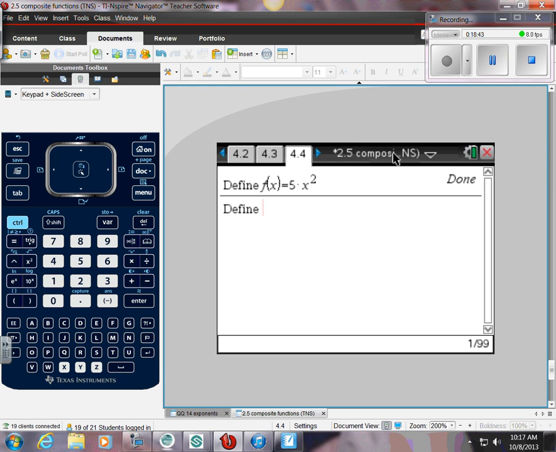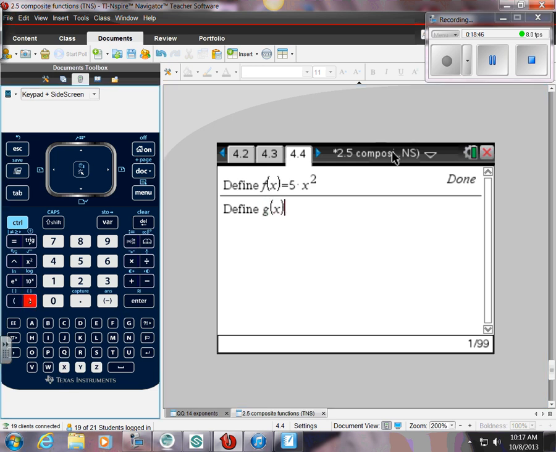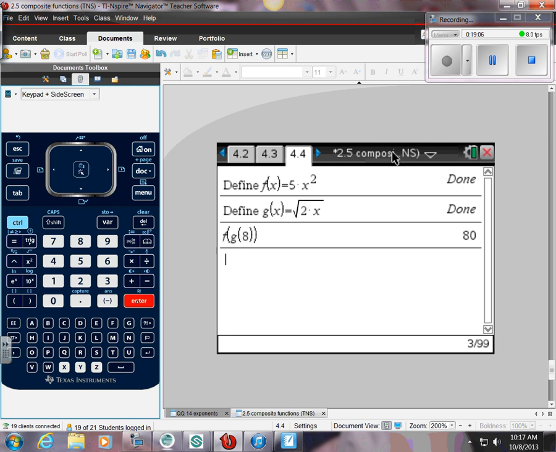I have to put in my other function, g of x. And that one is square root of 2x. Enter. Are we okay so far? Okay, so what I wanted was f of g of 8, right? F of g of 8. Enter. What did it give us? 80. So is there ever a reason, ever a reason to get this wrong? No, because the calculator will do it for you.